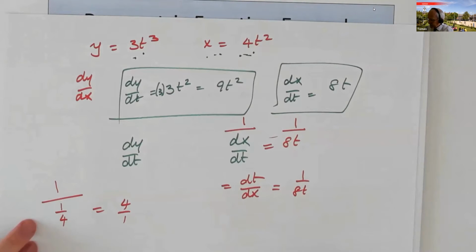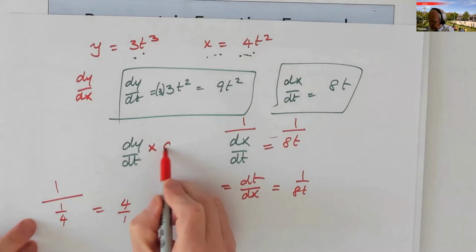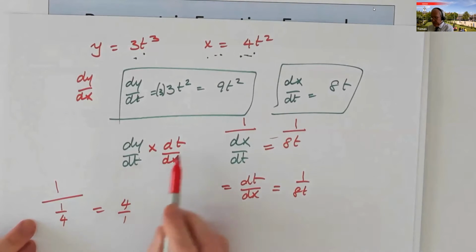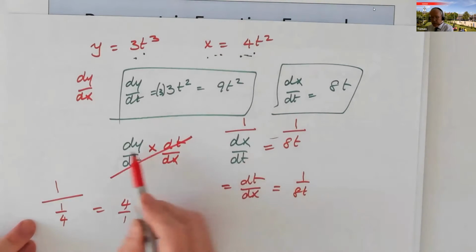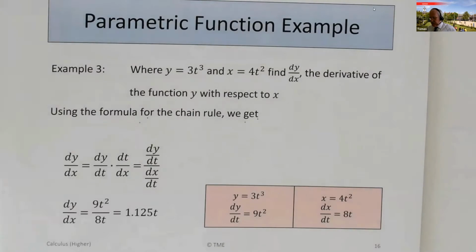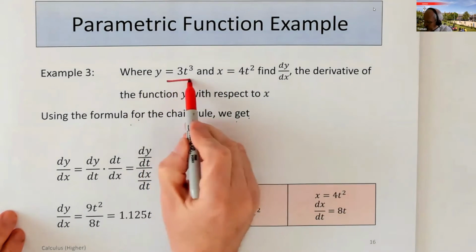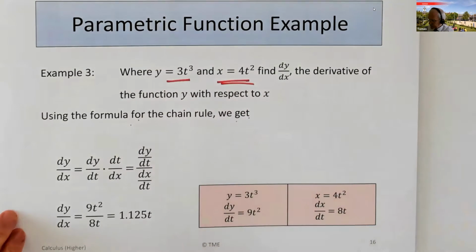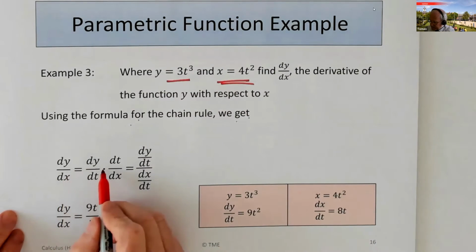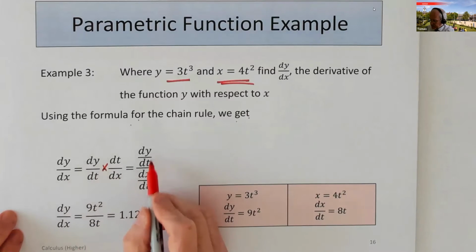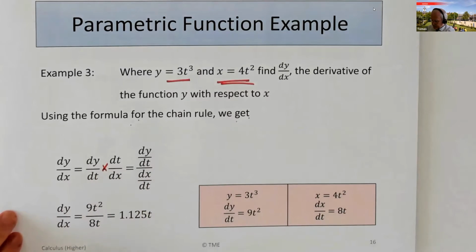Now I've got dy/dt and dt/dx. If I multiply dy/dt by dt/dx, I'd have a dt on the bottom and a dt on the top, and I'd end up with dy/dx. So that's what's going on here. I've got y is equal to 3t cubed and x is equal to this. dy/dx is dy/dt times dt/dx, or dy/dt over dx/dt.